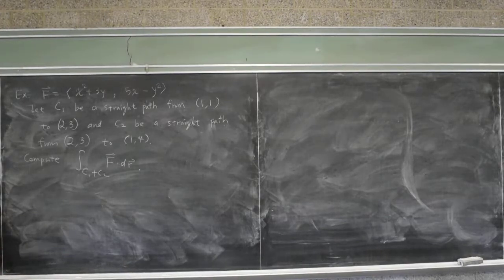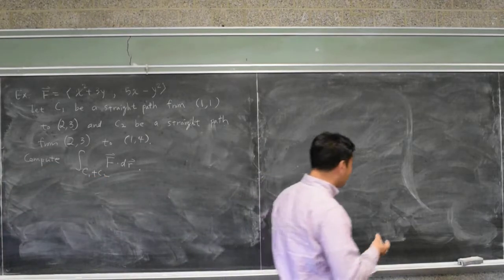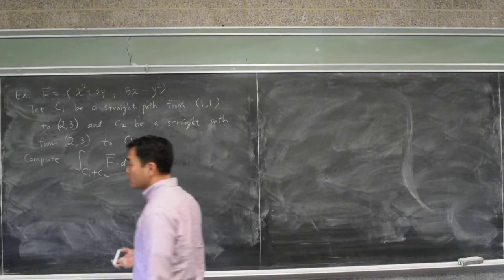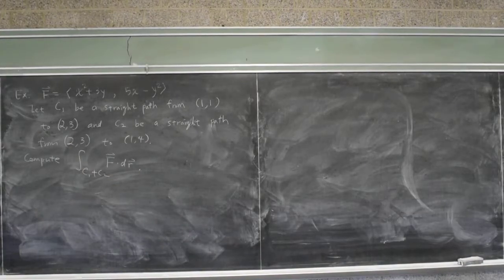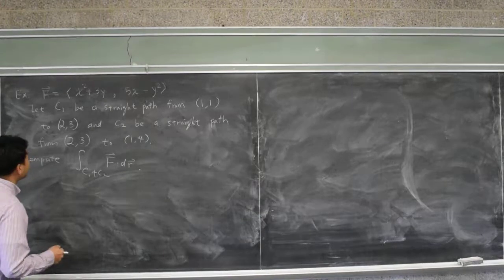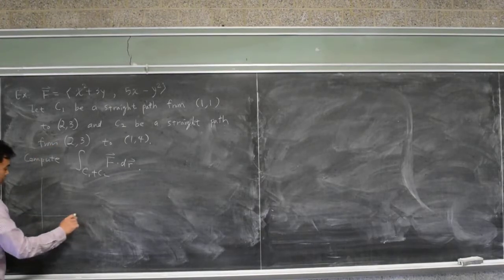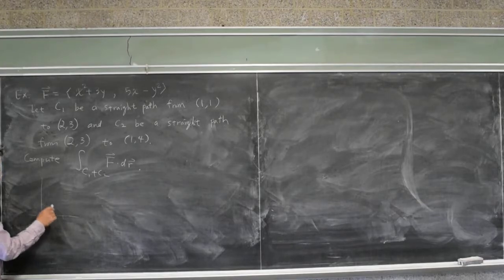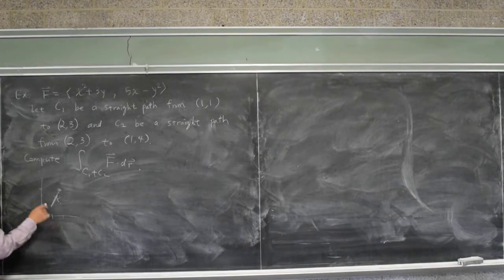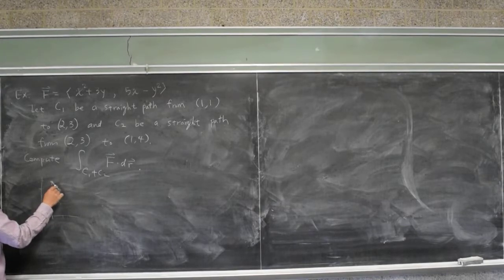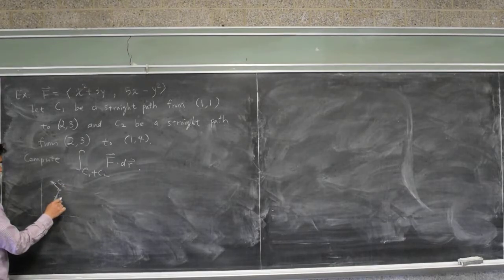Okay, here's another example to see the power of Green's theorem. Let's say you're given two straight paths. You have one path which goes from (1, 1) to (2, 3). That's your C1 going this way. And then you have another path from (2, 3) to (1, 4). That's your C2. So here's C1. That's C2.